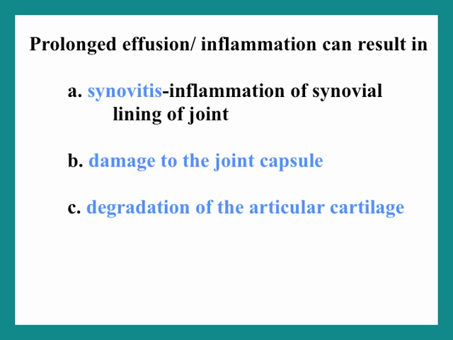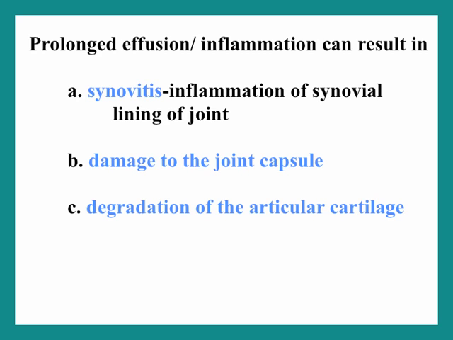Synovitis, which is an inflammation of the synovial lining of the joint. And when we have synovitis, it can result in damage to the joint capsule, which is a sleeve around a synovial joint. So we might have tears in the joint capsule, we might have adhesions in the joint capsule, all of which limit range of motion, due either to pain or actual structural limitations. And then we could continue to have degradation of the articular cartilage.